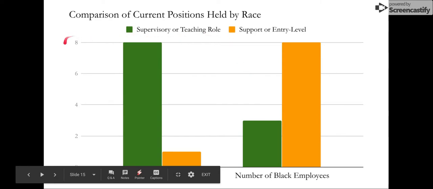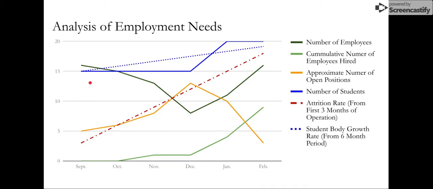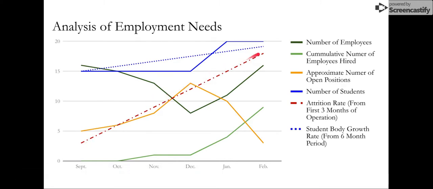Now, the number is still pretty low, but as we grow, we need to keep an eye on that. So the analysis of employment needs, this is some of the data accrued from the 6 months that the school's been open. This attrition rate right here is going up at the same rate as the student body growth, which is problematic. Number of students right now is at 20. It has gone steadily up.